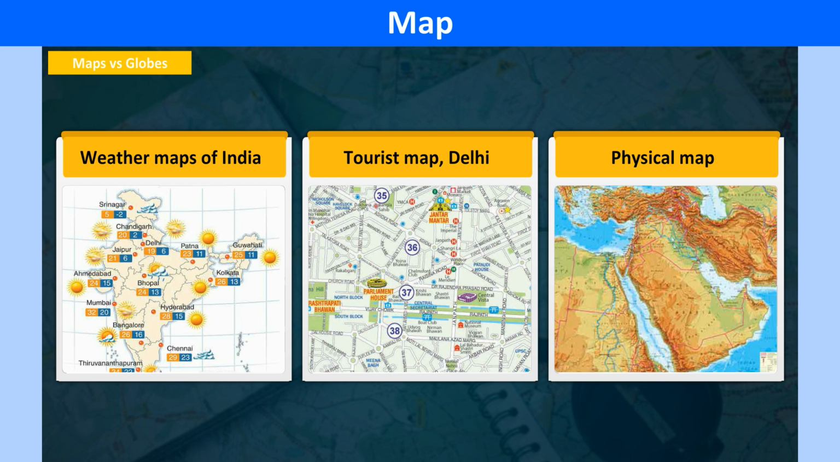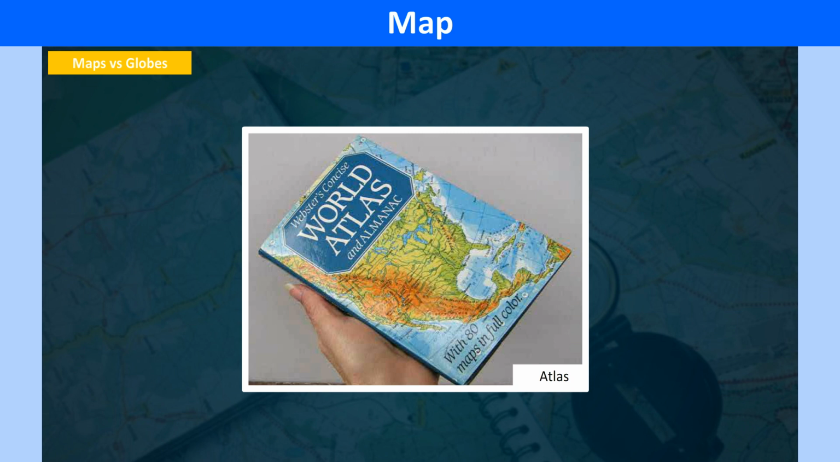Certainly, it would not be possible for you to carry a bulky globe to school for your geography class every day, while an atlas, a book of maps, can easily be carried from one place to another. Unlike the globe, a map can be created on a sheet of paper, on the ground, or even on a computer.